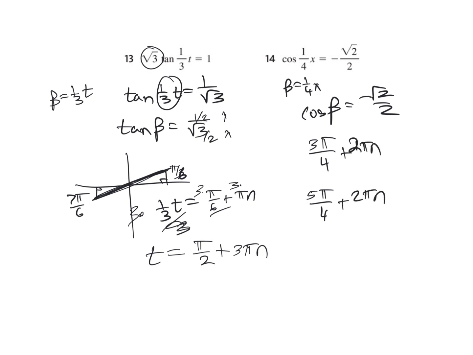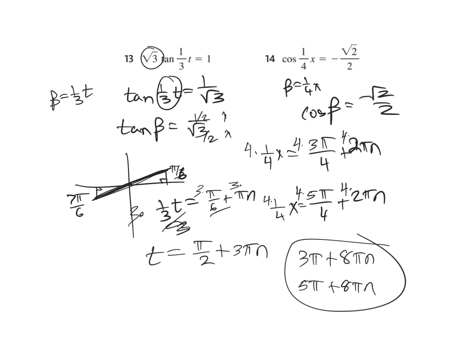But that's what beta equals. So now we have 1/4 x equals this. So we multiply everything by 4. Okay. And we get 3 pi plus 8 pi n. And we get 5 pi plus 8 pi n.